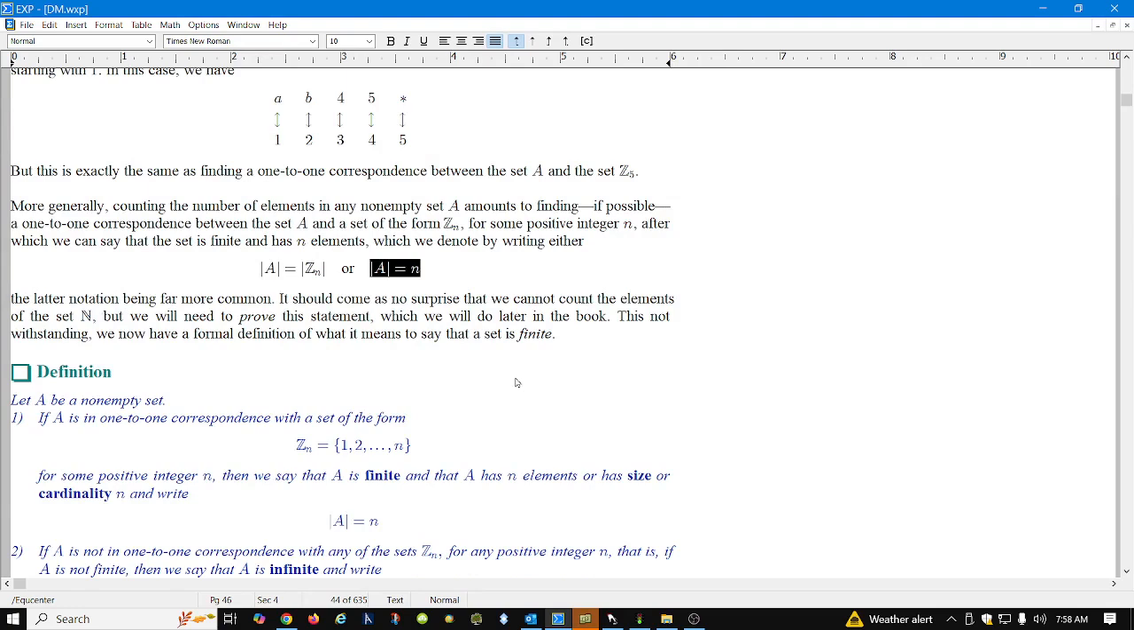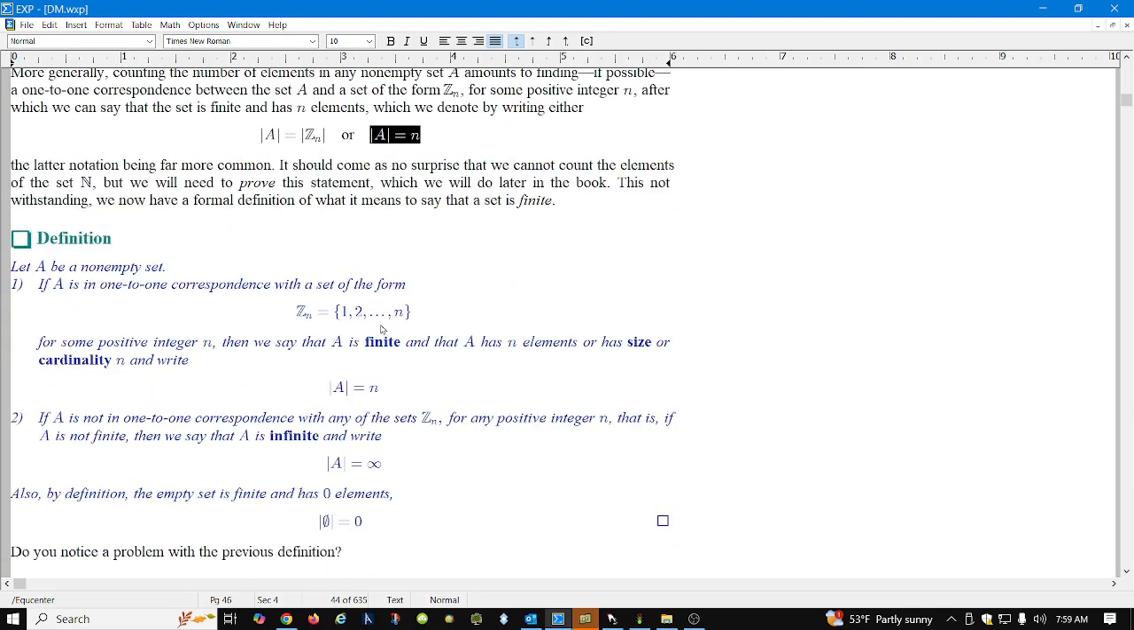It shouldn't come as a surprise that we cannot count the number of elements in the set of all natural numbers. But that's something that also requires proof, and I will do that later in the book. But now we have an official definition of finite and infinite.